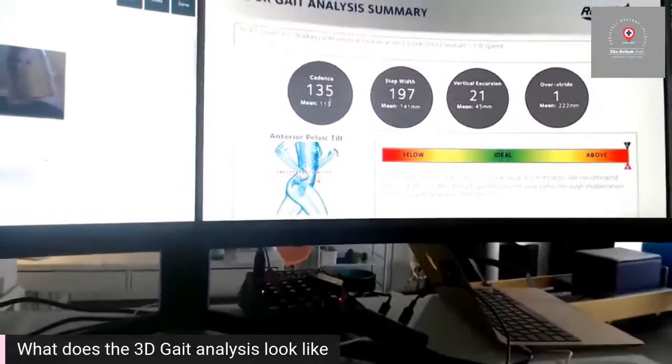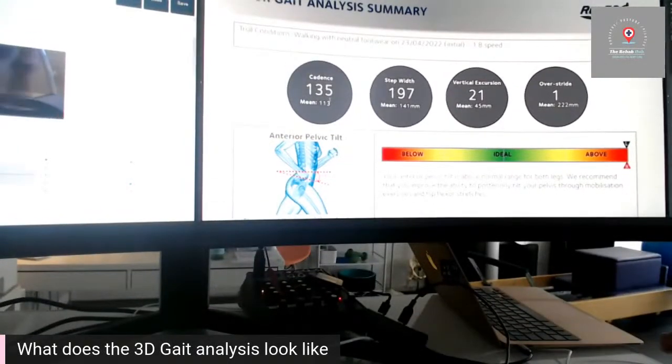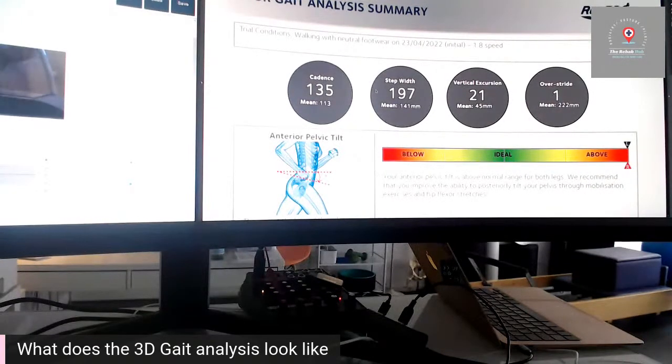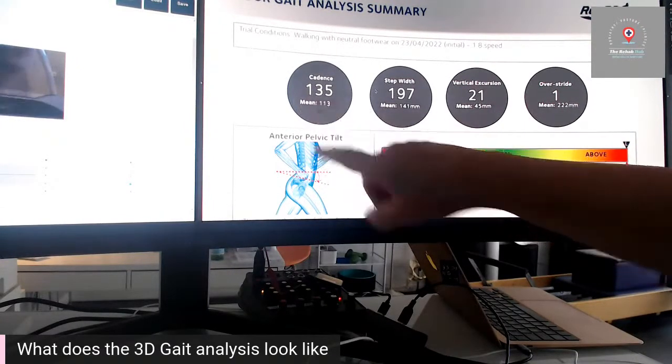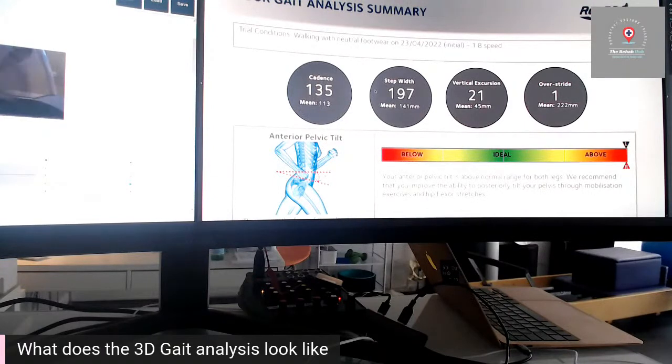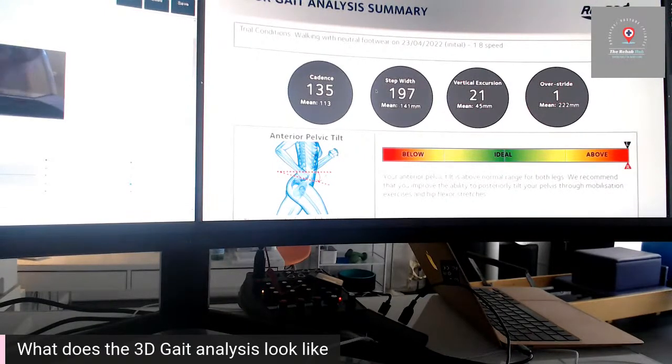So gait analysis. What we've got here: cadence, step width, vertical excursion, overstride. Cadence is basically how fast, it'll tell us how fast that patient's walking or running. This particular patient was walking, and we can see they're walking quite quickly. The mean value down here is based on the data that Oxford Jury, the guys down at Run 3D, collected, and our patients are compared against that comparison data.